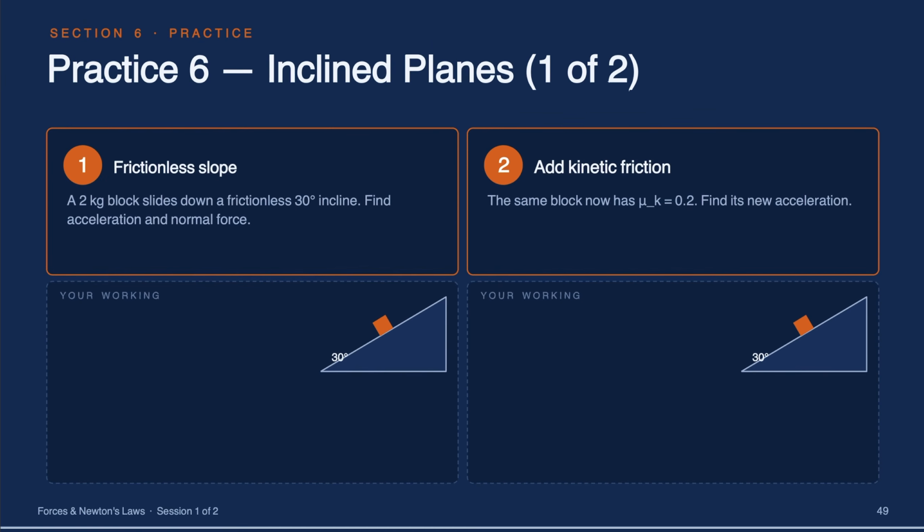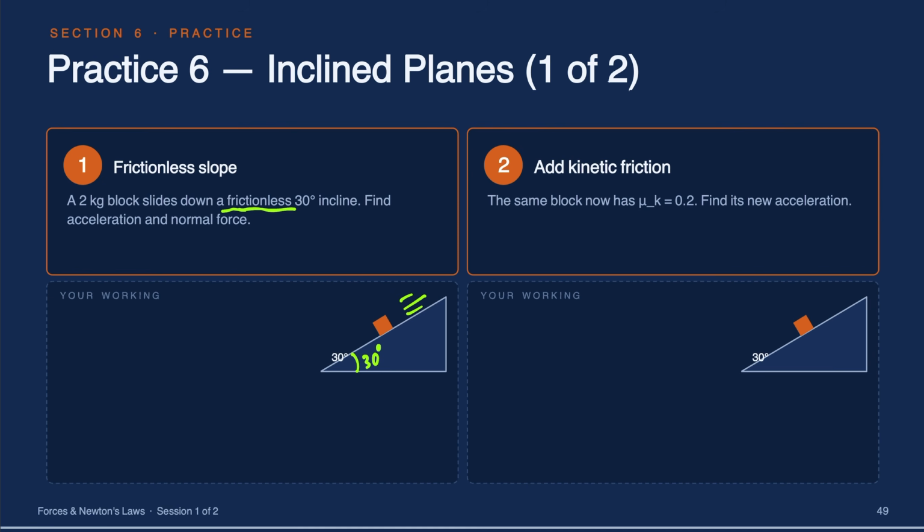Okay, so let's try a few problems. A 2 kg block slides down a frictionless, no friction, 30 degrees incline. Find acceleration and normal force. So 30 degrees here, right? It's going to slide down this way. What's your acceleration and what's your normal force?